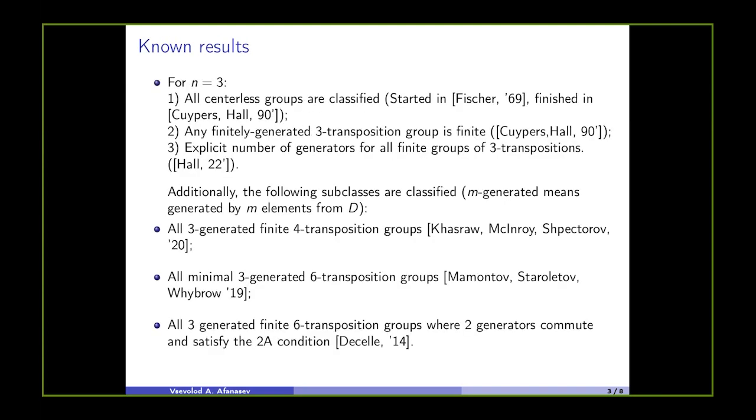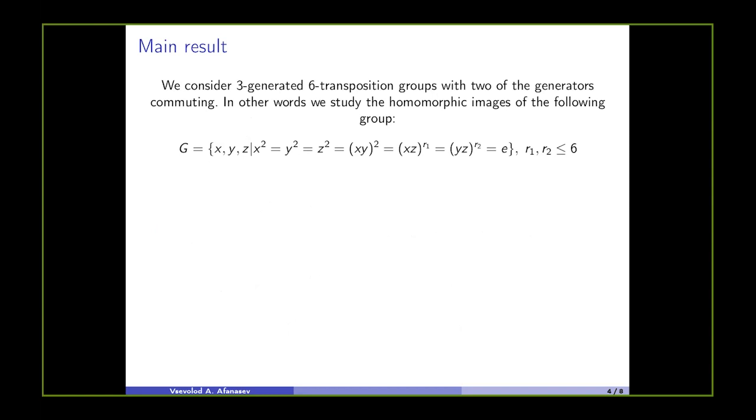I'll kind of summarize, if I may. As was said, the results for free transposition groups are quite rich. There is a serious theory which led to the classification, while for bigger values of n, like 4, 6, and even 5, the results are somewhat scarce. So what we are doing is we are considering free generated 6 transposition groups, again with 2 of the generators commuting. So in other words, we study the 6 transposition homomorphic images of the group given by the following presentation.